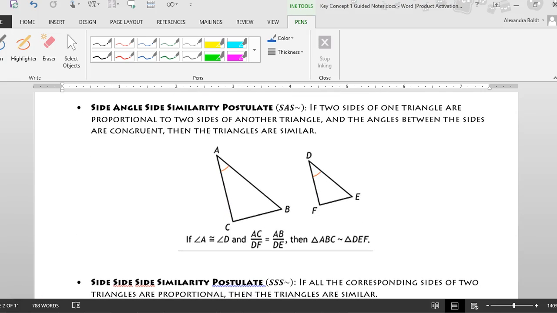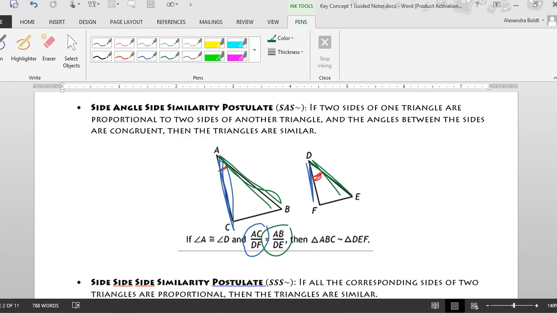Our next one is side-angle-side similarity. If 2 sides of one triangle are proportional to 2 sides of the other triangle, and the angles between those sides are congruent, then the triangles are similar. And what I mean by that is, we have angle A and angle D congruent. That's the angle between the 2 sides. Then I have AC in proportion with DF, and AB in proportion with DE. Those proportions are equal, and that angle between them is congruent. So these triangles are also similar.